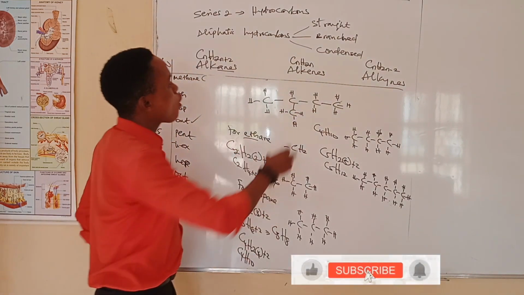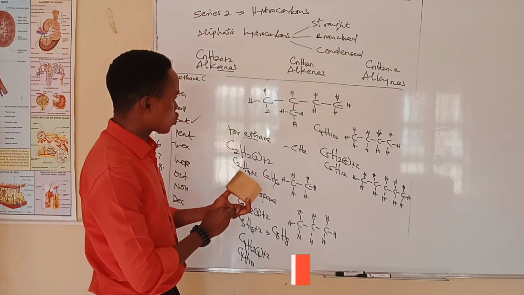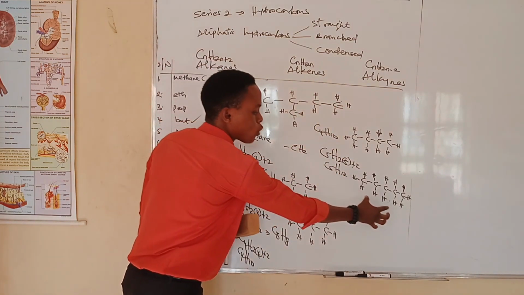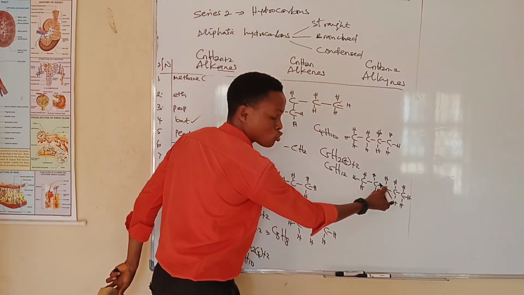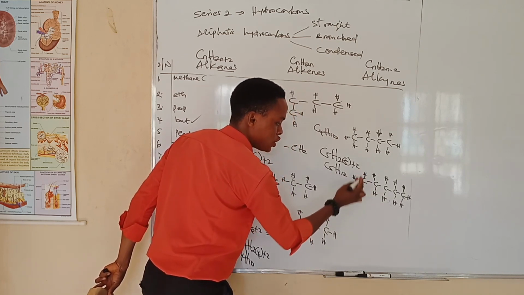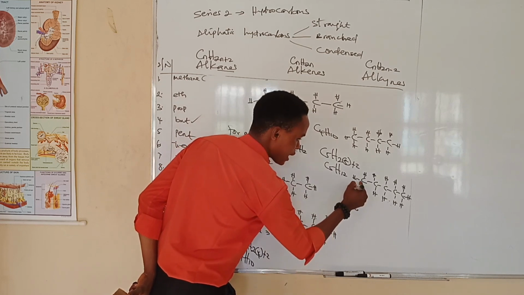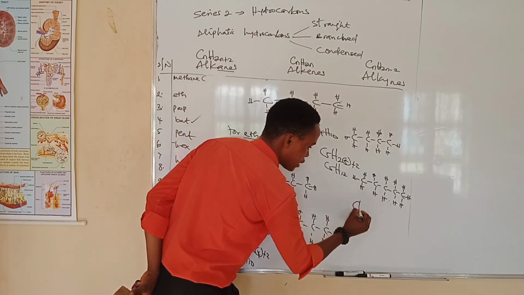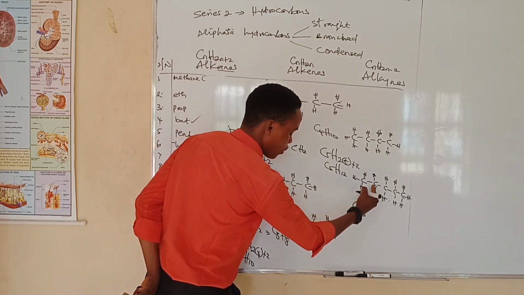Then also, for the condensed, let me use this. For the condensed, I am going to write the condensed structure for this, and I'm also going to write the condensed structure for this. Now, for this one, this is the condensed structure. This is a carbon atom surrounded by 3 hydrogen atoms. See, how many carbon? 1. How many hydrogen atoms? 3. So we have CH3.